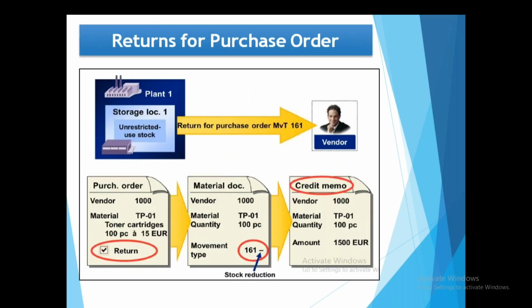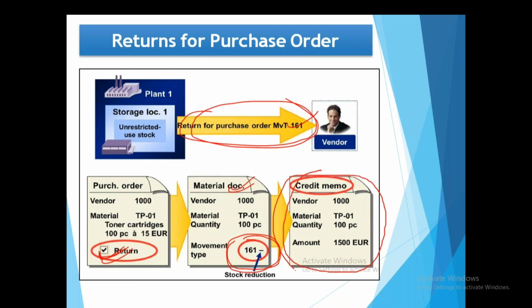Okay, so we will see it in the system. Whenever you create a returns purchase order, in the purchase order item you will mark that item as a return. You will activate this checkbox. Automatically, when you activate this return checkbox, the system will assign movement type 161. Return purchase order, movement type is 161. And automatically the stock will get reduced for that material. And the vendor will make you some payment, which is called a credit memo.